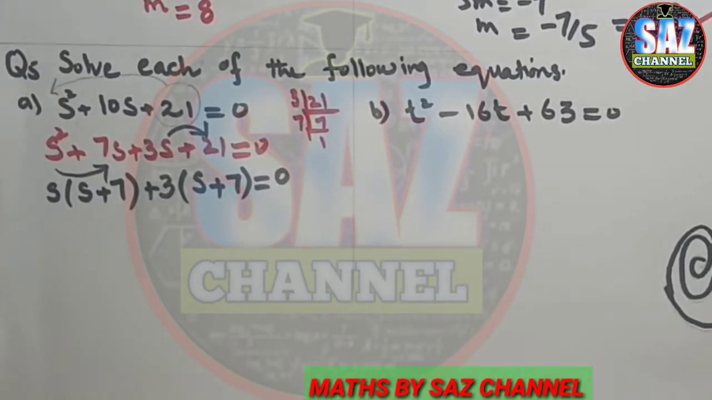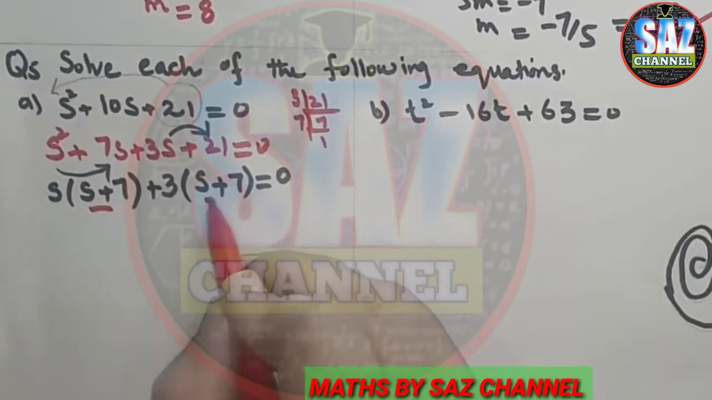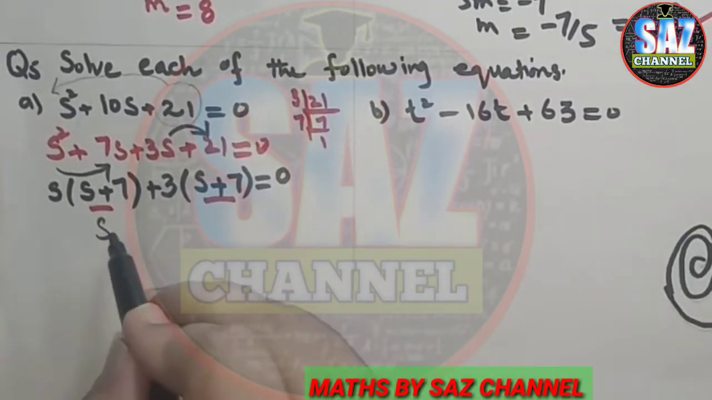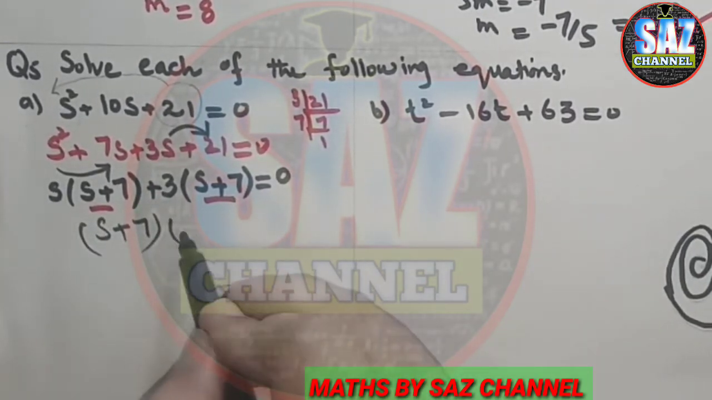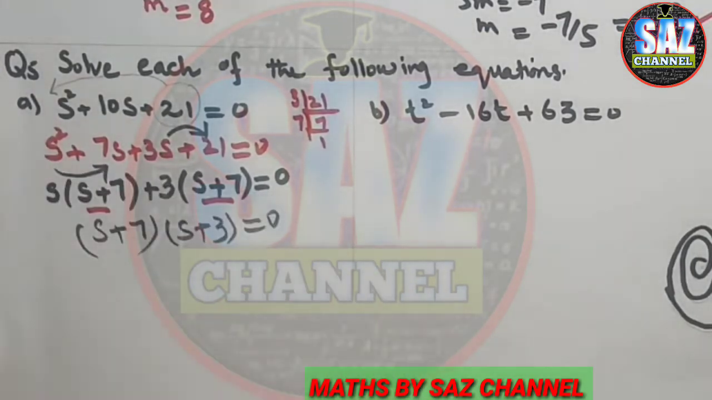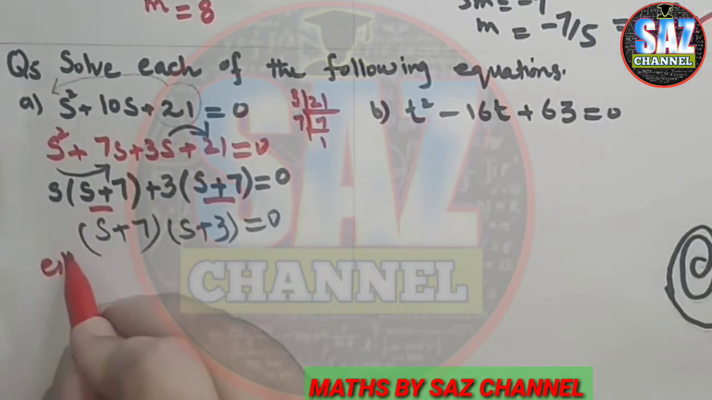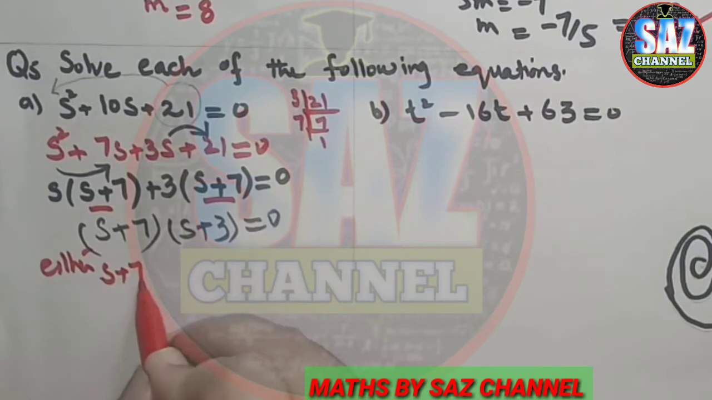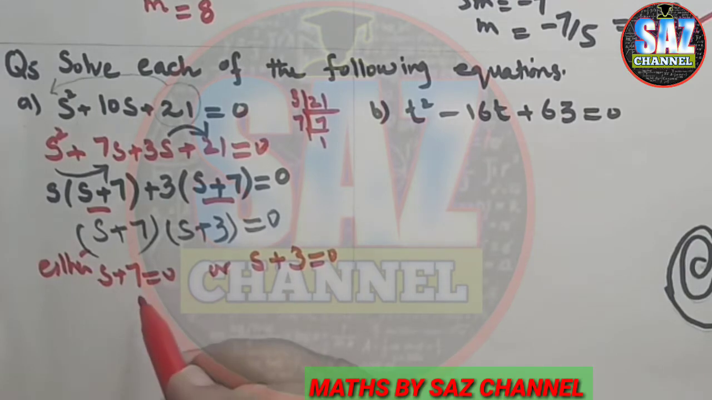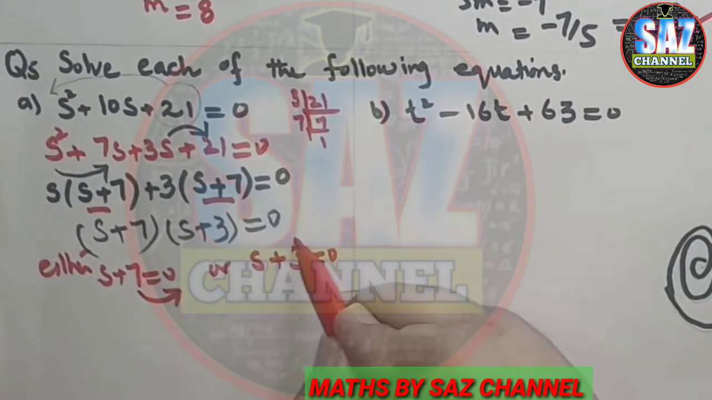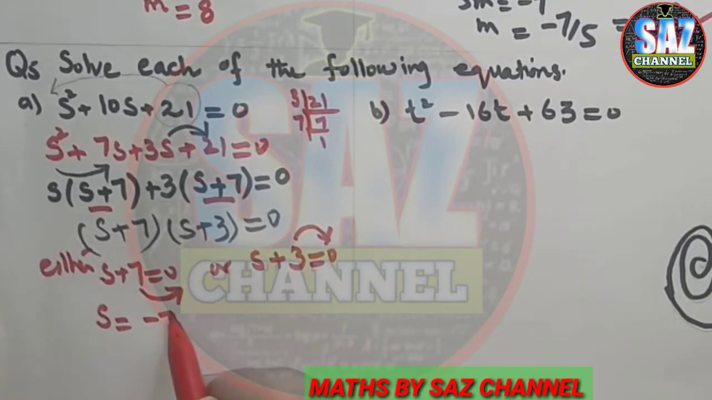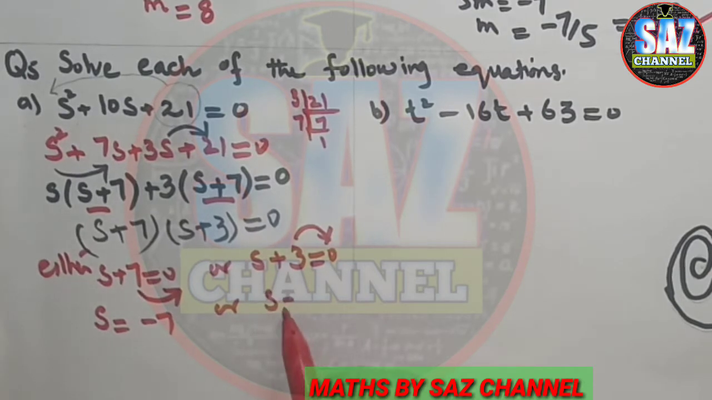Again, if we look at the question, this s plus 7 is the common group. Extract it out, pull it out. This will become s plus 7 into s plus 3 equals to 0. In order to solve this equation, I have to apply the zero product condition: either s plus 7 equals to 0 or s plus 3 equals to 0. To get the value of the variable, shift the constants on the other side by changing the sign. So it will have s equals to minus 7 or s equals to minus 3.